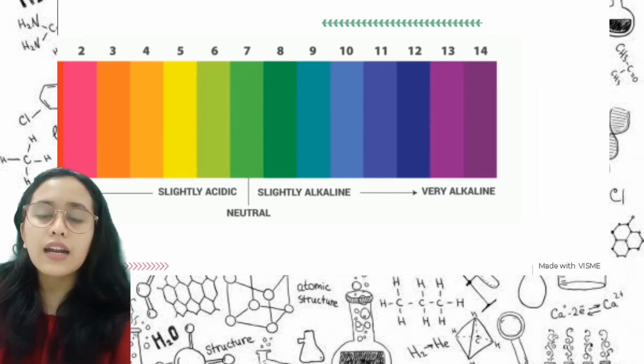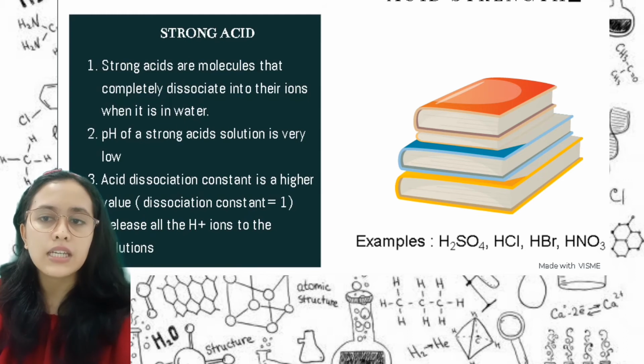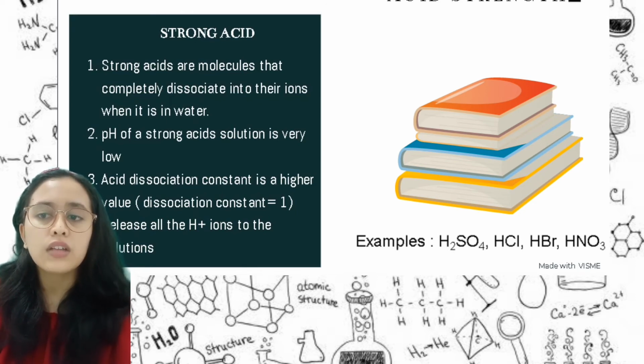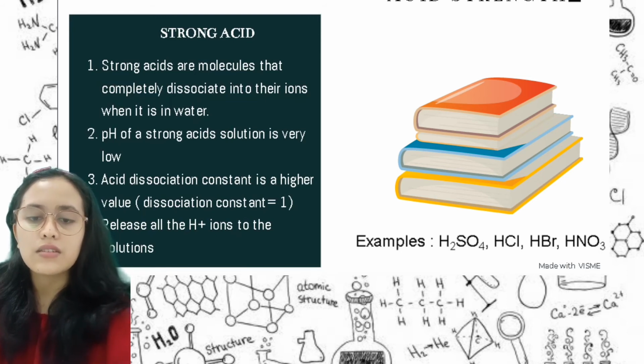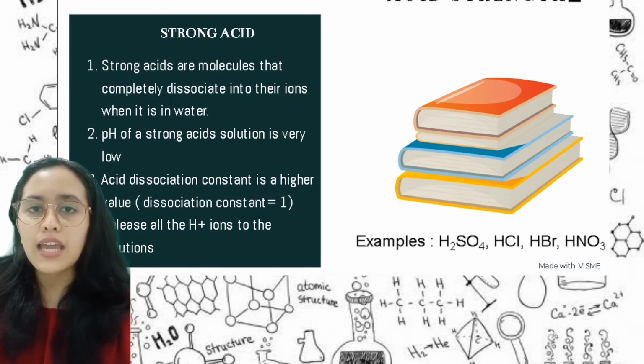Strong acid. The characteristics of a strong acid are, first, strong acids are molecules that completely dissociate into their ions when in water. Second, the pH of a strong acid solution is very low. Third, the acid dissociation constant has a higher value. The degree of dissociation is 1. Fourth, it releases all the hydrogen ions to the solution. The examples are hydrogen sulfide, hydrogen chloride, hydrogen bromide, and nitric acid.